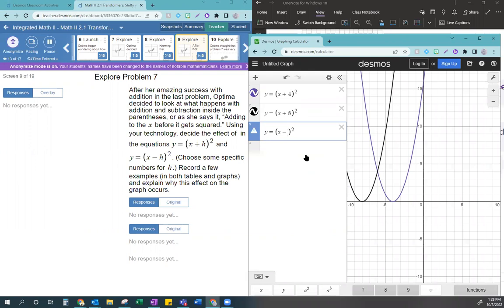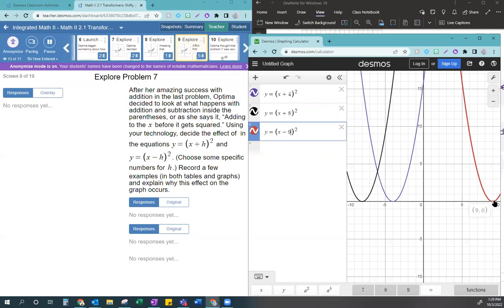Oh, you think it's going to go that way? Oh, interesting. Let's see. So the cool thing is you guys get to play around with this technology to figure out if you're right. You don't have to sit there and plug in a bunch of numbers and graph it by hand. You could just put numbers in and try. Oh, interesting. That's what you guys said. You said it would go to the right.